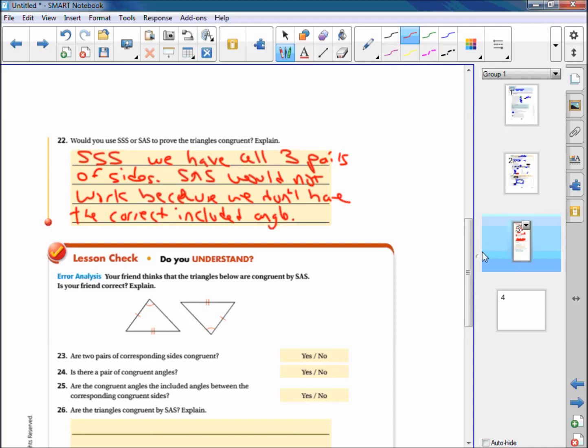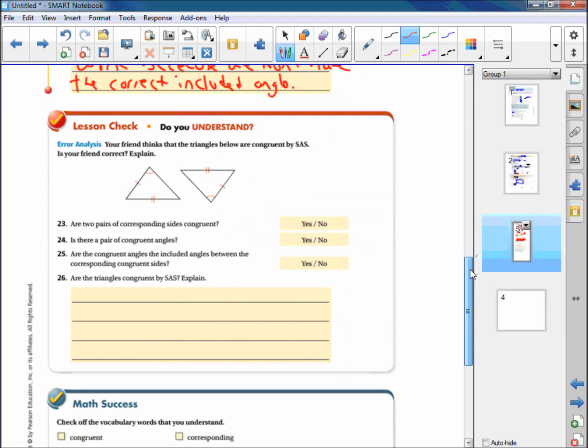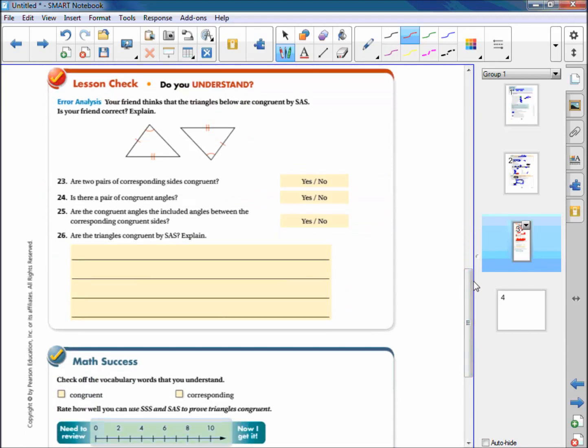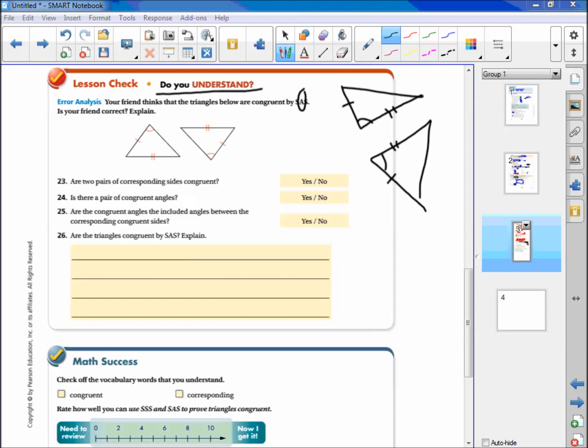Okay. All right, so that concludes the notes on SSS and SAS, but there's a lesson check down here. So pause the video and then come back after you've completed it and check to see if you understood. Okay, so welcome back. Your lesson check was really checking to see if you understood how SAS works and how this A in here must be the included angle between 2 sides. So you have to have two sides like this, and then this angle has to be in between. And on my other triangle, you have to have two sides like this, and the angle still has to be in between.